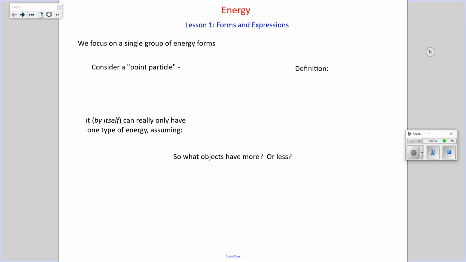Welcome, students. This is an introductory lesson on energy, and specifically the forms of energy that we're going to focus on in physics, or at least in a first-year physics course, and how we express how much energy things have. All right, so we're going to focus on a group of kinds of energy. There are lots of different forms of energy.